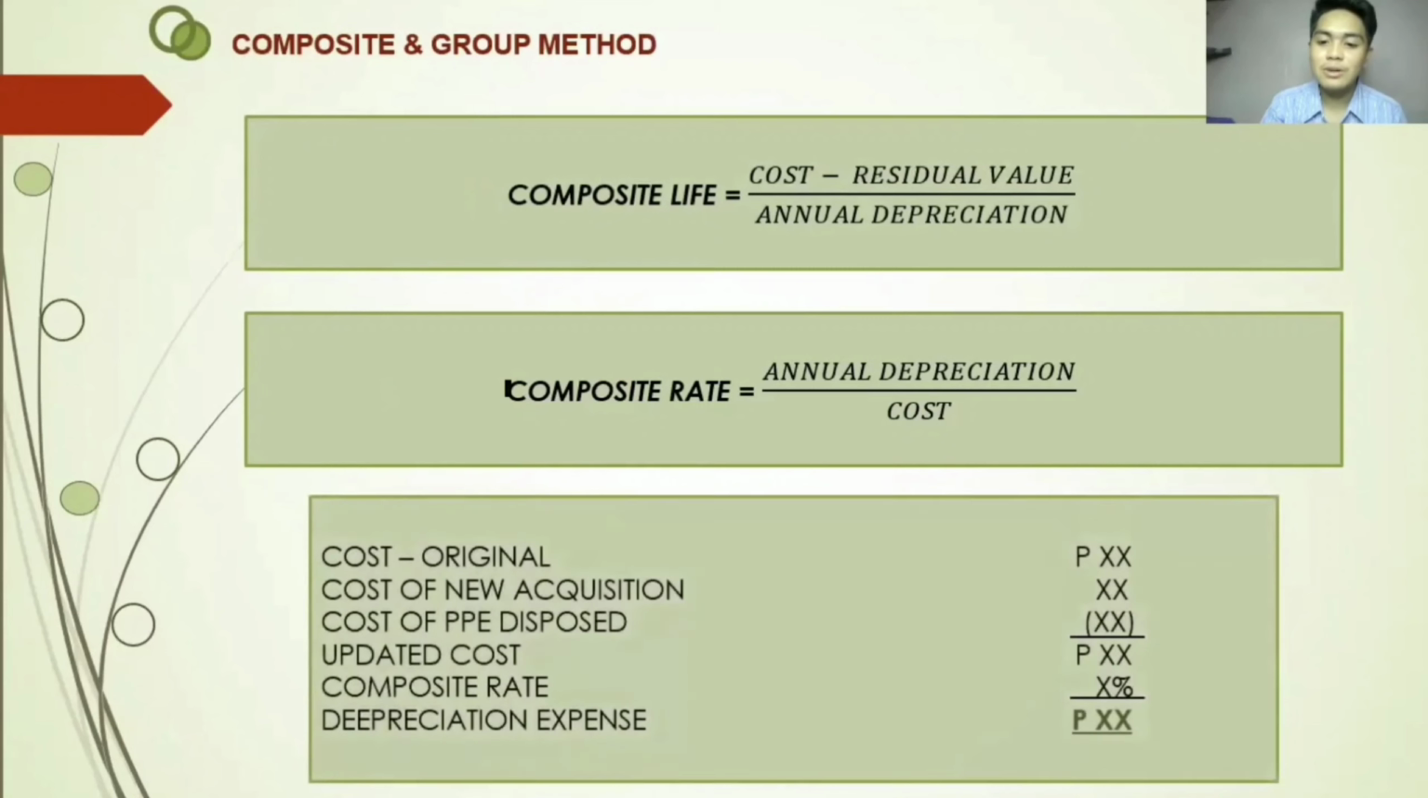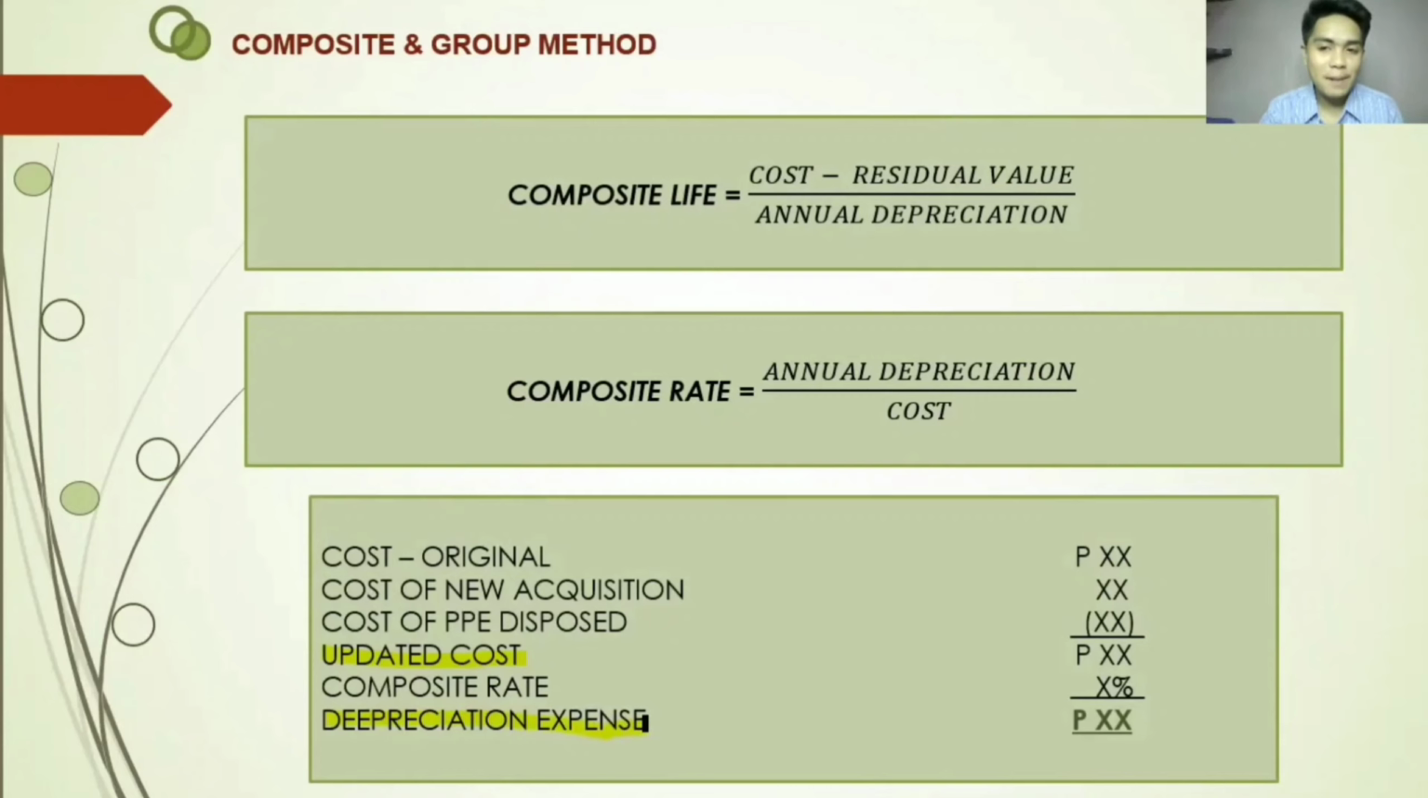So, paano natin computein yung depreciation? Cost, the original cost or the total cost of the group, plus cost of new acquisition if ever na meron tayong in-acquire, minus cost of the PPE disposal if ever na meron tayong dinispose, and then updated cost, then multiply lang natin yung na-compute natin composite rate, and then yun na po yung depreciation expense natin. Laging tandaan, si updated cost. Dapat lagi natin ina-update yung cost para po accurate yung makukuha nating depreciation expense.